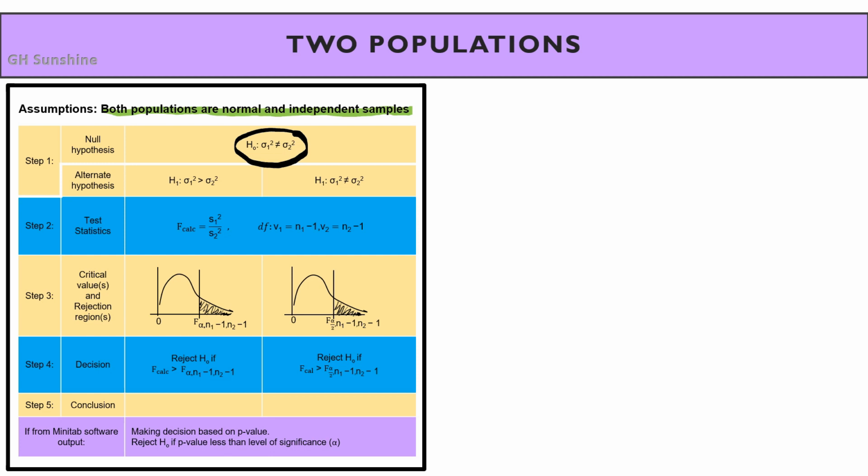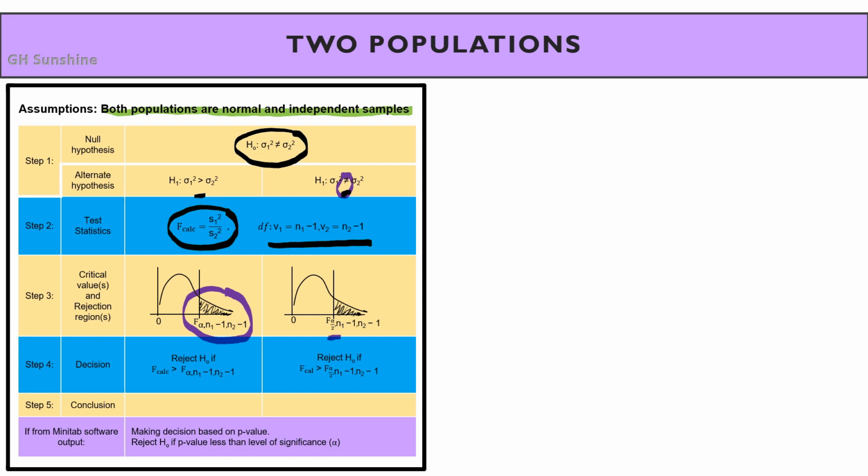Alternate hypothesis: this one is more than, and this one is unequal. Second step, calculate the F calculation based on two degrees of freedom, V1 and V2. Find the critical value. First, this one is one-tailed, F alpha, and this one is two-tailed because of this unequal symbol. That's why here it is alpha over 2.